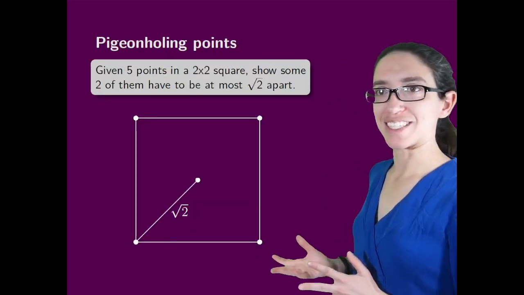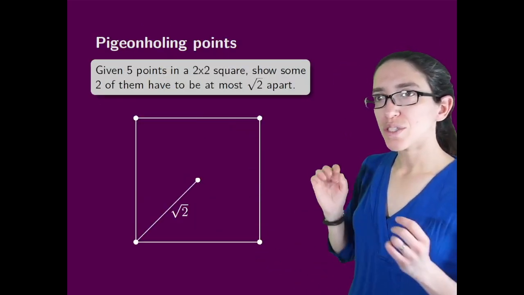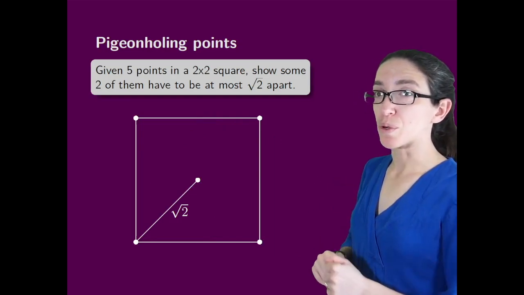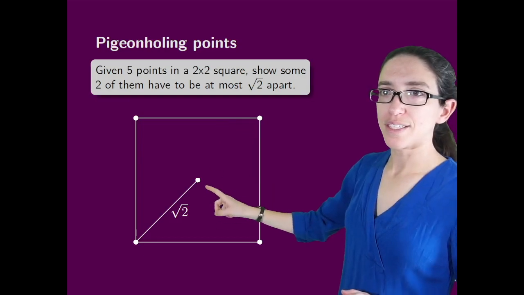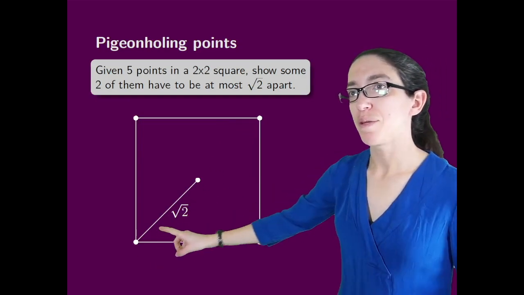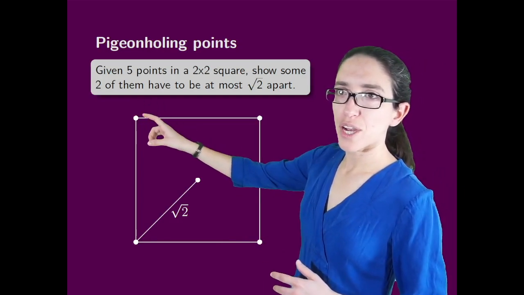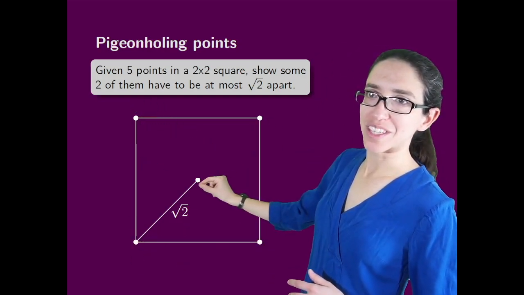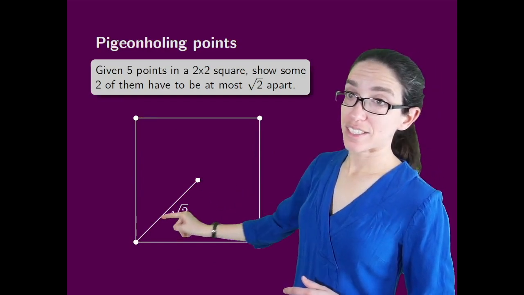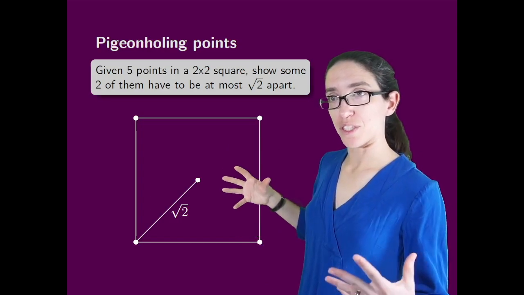Here's a geometric example. Given 5 points inside a 2 by 2 square, show some pair of them have to be at most square root of 2 apart. So if it's a 2 by 2 square, first of all, the distance from the center to an endpoint is square root of 2. So you might want to argue that, well, if we try to put the points as far away as we possibly can, 4 points on the corners and then 1 in the middle, well then there's still a distance of square root of 2. So you can't possibly make them further than square root of 2 apart.